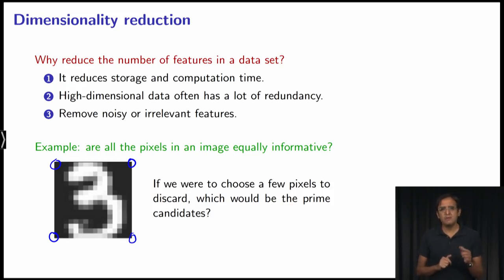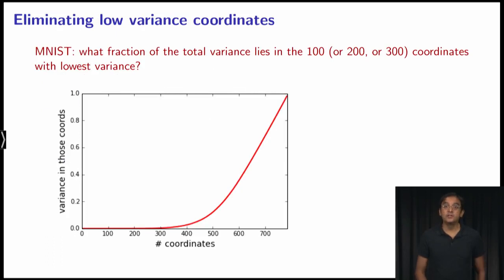Why were we able to get rid of these pixels? Well, they always have the same value, which means that they don't vary at all. In other words, they have zero variance. So that gives us an idea. If we're going to throw away more coordinates, more pixels, why don't we choose the ones with the lowest variance, the least informative pixels? And this graph shows you what happens when you do that. Let me explain.